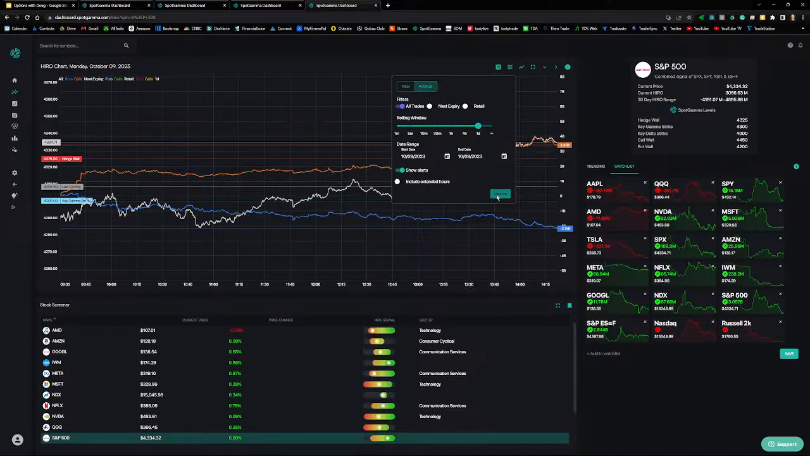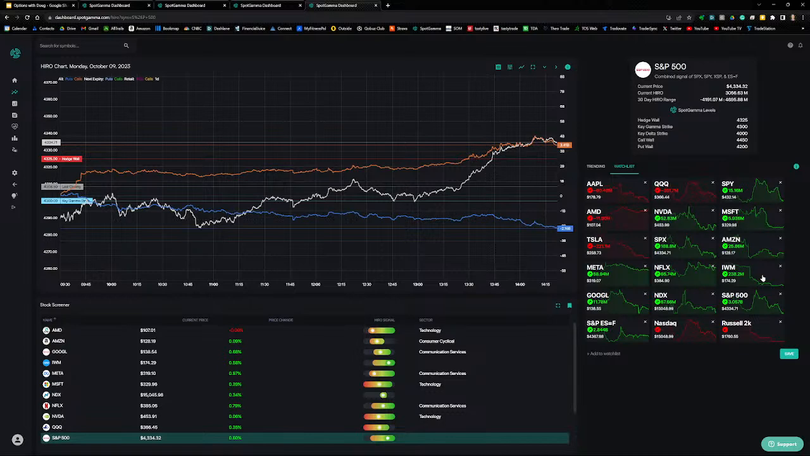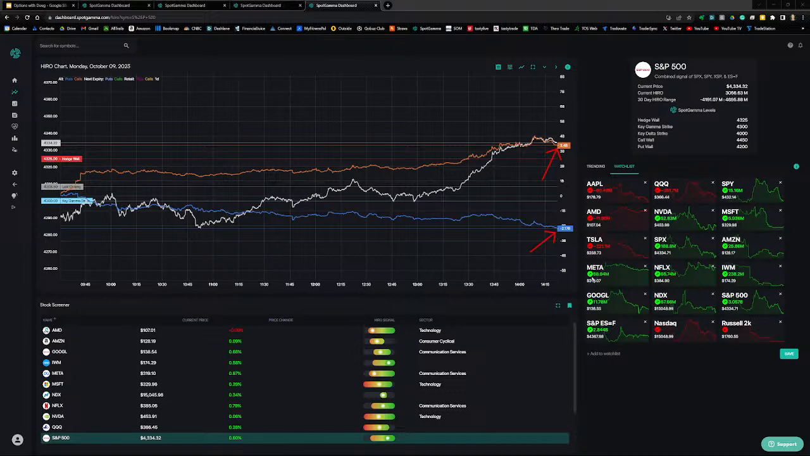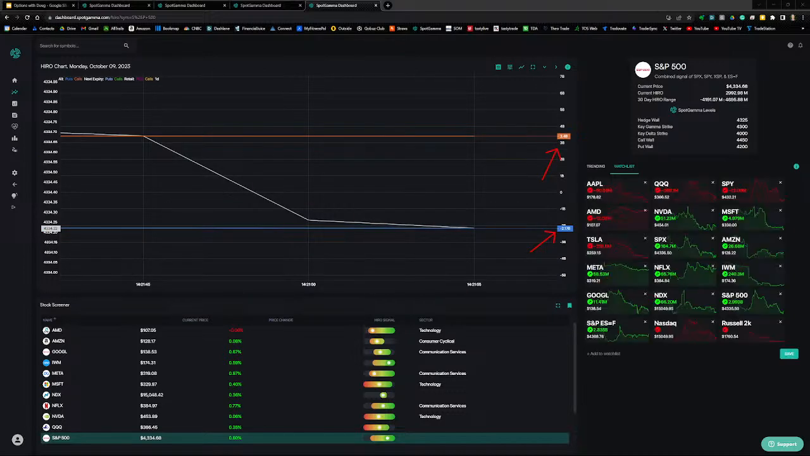Let's take a look at S&P 500, see what they're doing as well. So they're buying calls and buying puts in the S&P 500. Calls shown by the rising orange line, positive notional value. Puts shown by the falling blue line, negative notional value. In the case of the S&P 500, the call buyers are more aggressive.